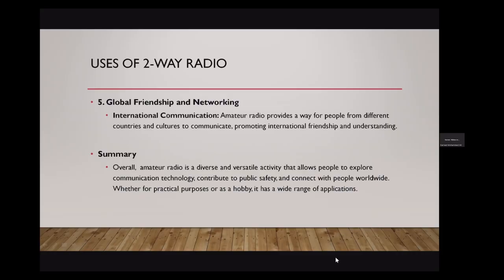For global friendship and networking. In international communications, amateur radio provides a way for people from different countries and cultures to communicate, promoting international friendship and understanding. In summary, amateur radio is a diverse and versatile activity that allows people to explore communication technology, contribute to public safety, and connect with people worldwide. Whether for practical purposes or as a hobby, it has a wide range of applications.